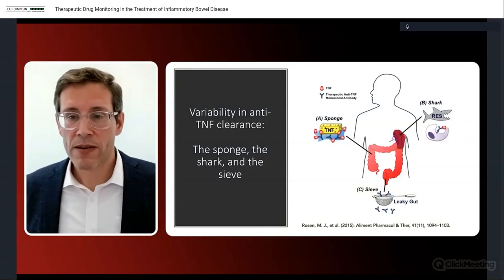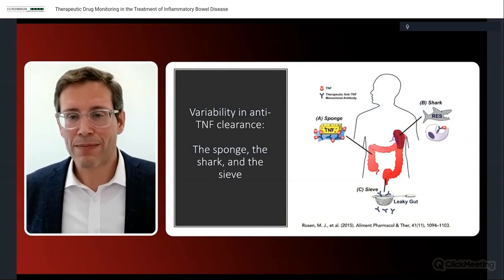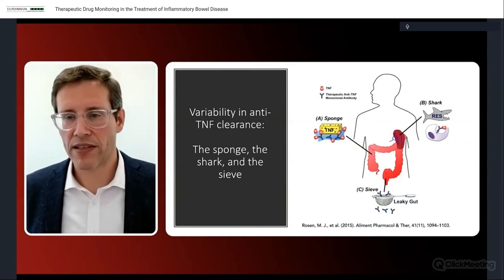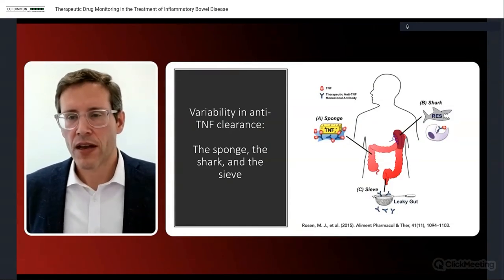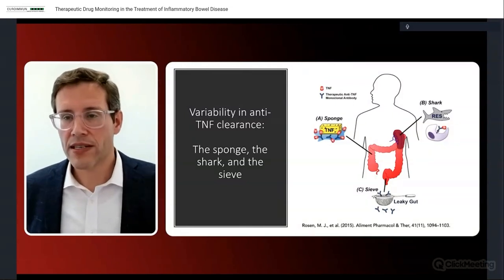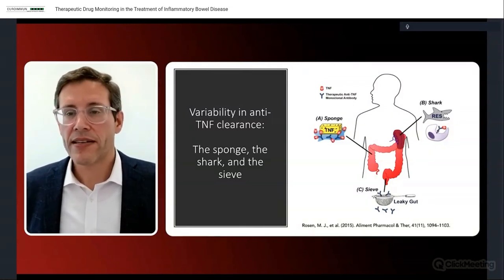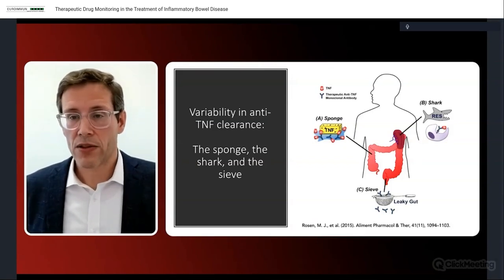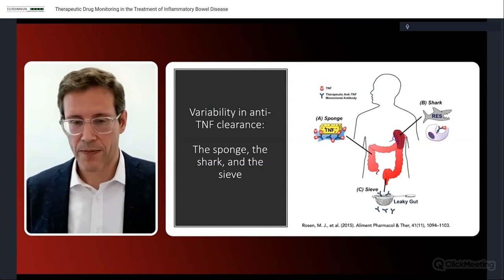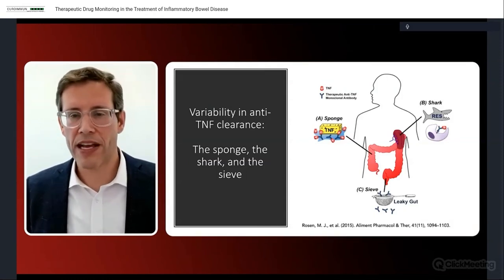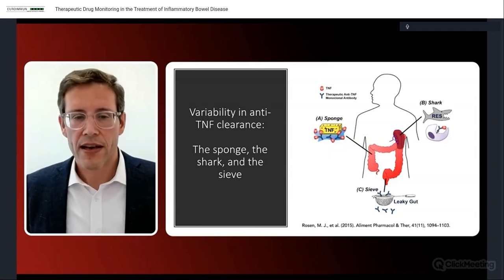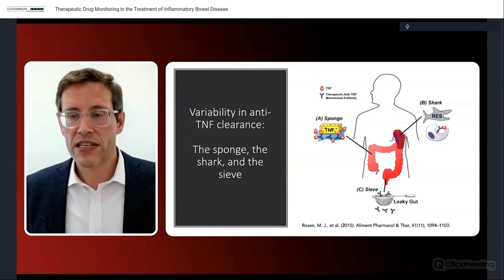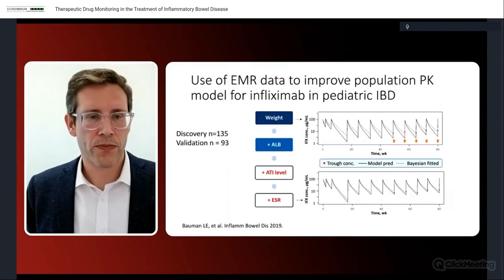And the sieve represents the highly inflamed, leaky guts in patients with severe colitis in particular, where they lose proteins in the blood like albumin. And in addition, they lose the therapeutic monoclonal antibody through the leaky bowel like a sieve. So depending on patient factors and disease severities, all of these mechanisms can be different in patients and can lead to a lot of variability in drug clearance.